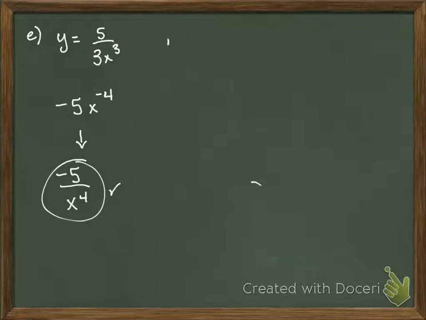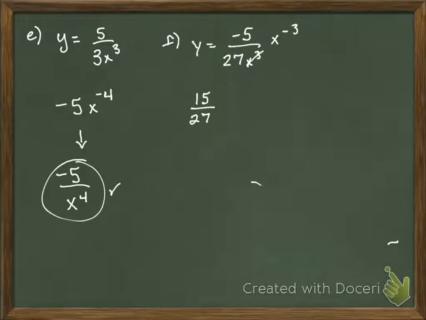All right, let's look at F. So we said this was really like negative 5 over, we said what, 27 x to the third? And that's really like x to the negative third. So what did y'all get? I saw some people do 15 over 27 because 5 times 3, and then x to the negative 4.